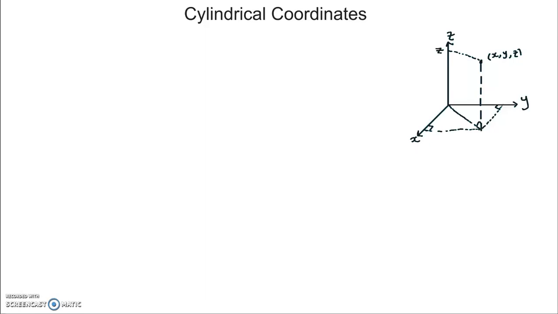In this video, I would like to introduce you to cylindrical coordinates. So let's start with our familiar Cartesian coordinates. We have three axes that are perpendicular to one another. So we have the x-axis, y-axis, z-axis, and each axis is perpendicular to the other two axes.